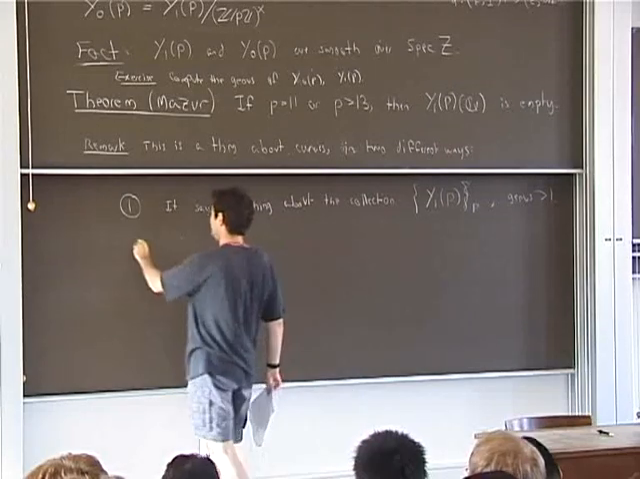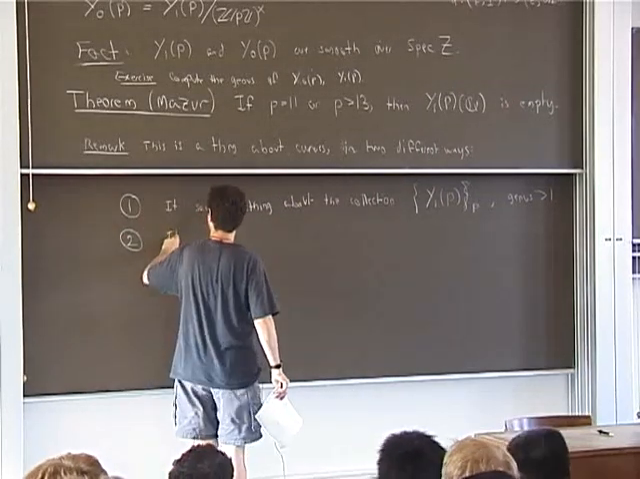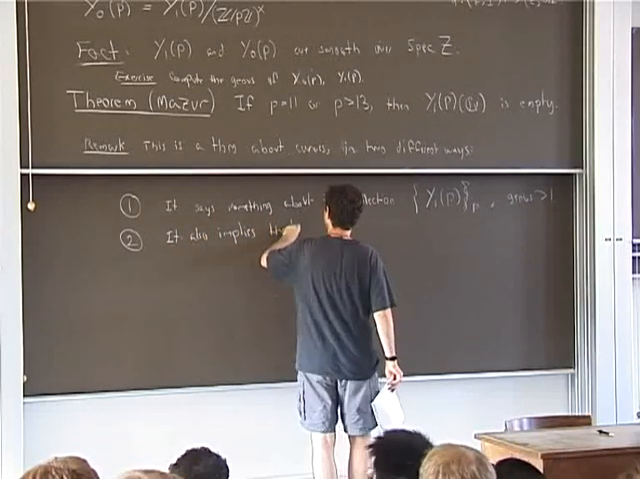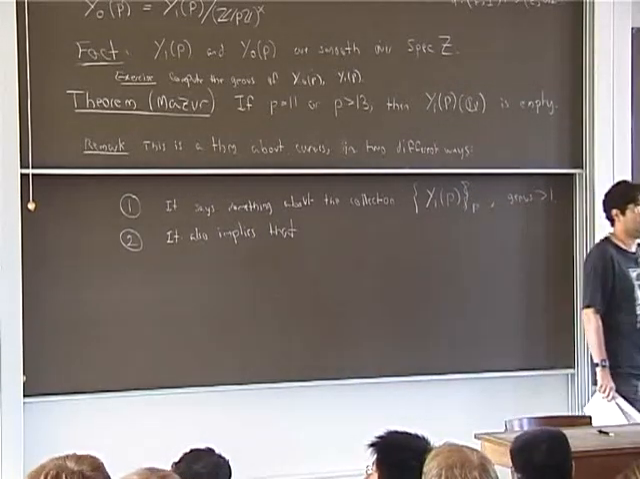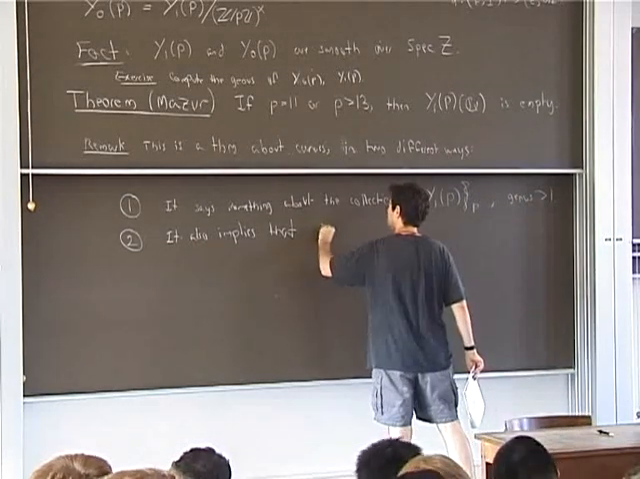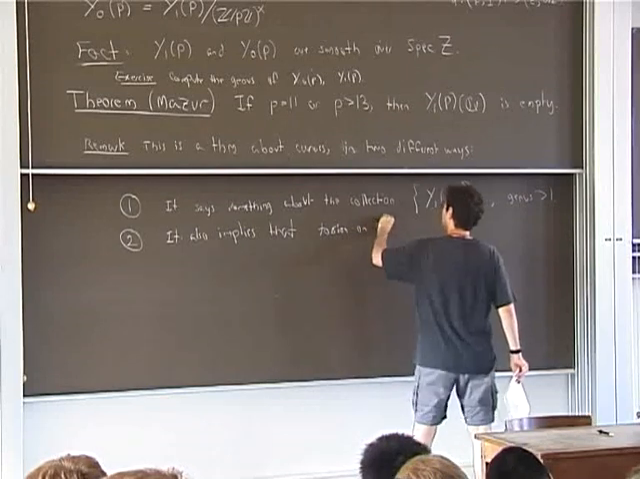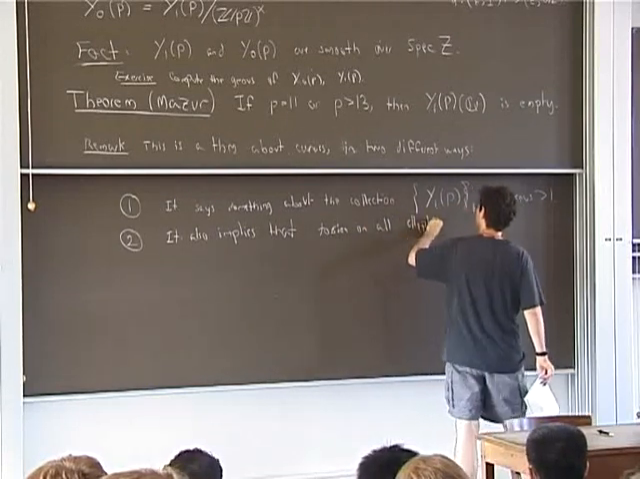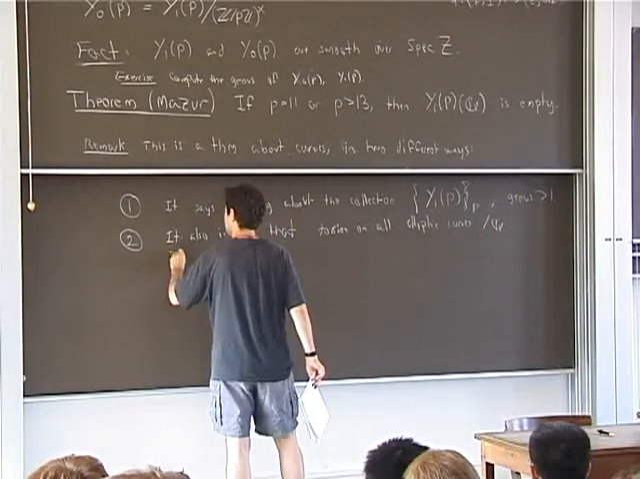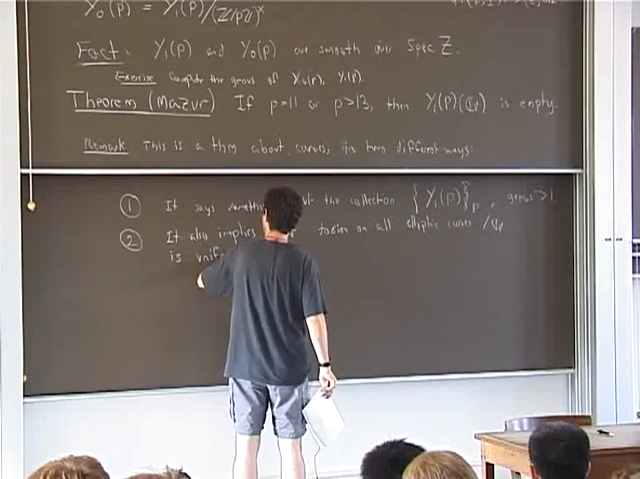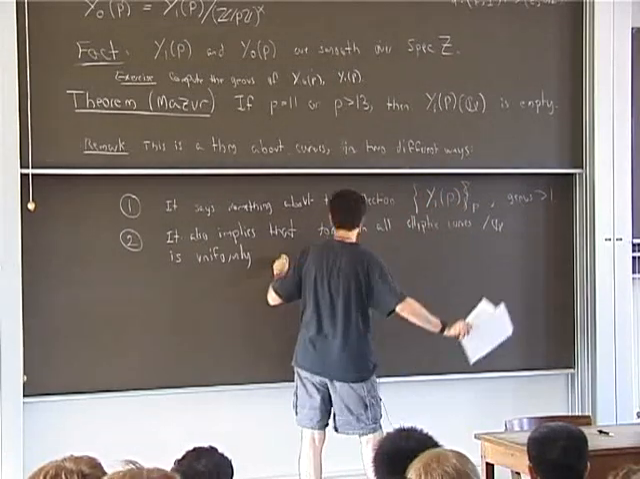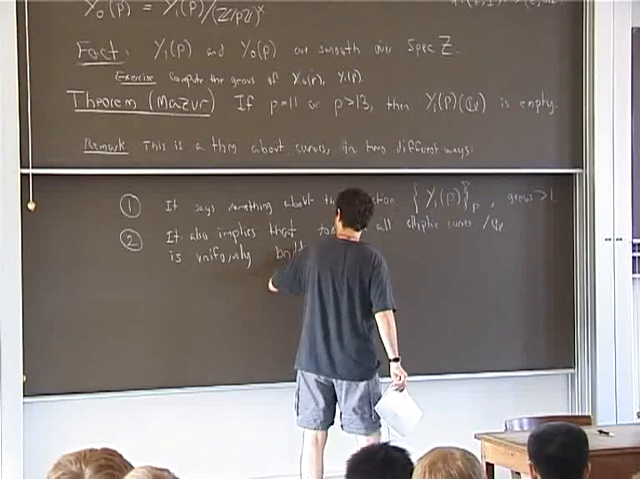But it also says something about elliptic curves. Okay? So it also implies that the torsion on all elliptic curves over Q is uniformly bounded. So no elliptic curve over the rationals can have a point of prime order p greater than 13. Okay, it's uniformly bounded. Yes.